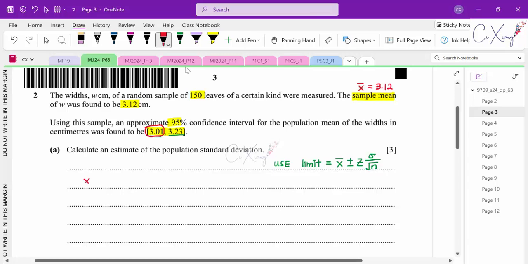Alright, so if I use the lower limit, it will be x bar minus z times sigma over square root n equals the lower limit, 3.01.